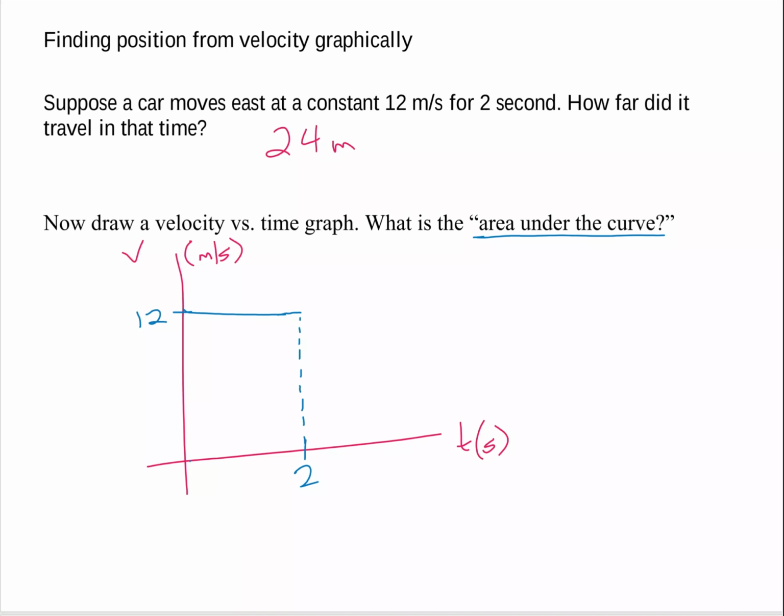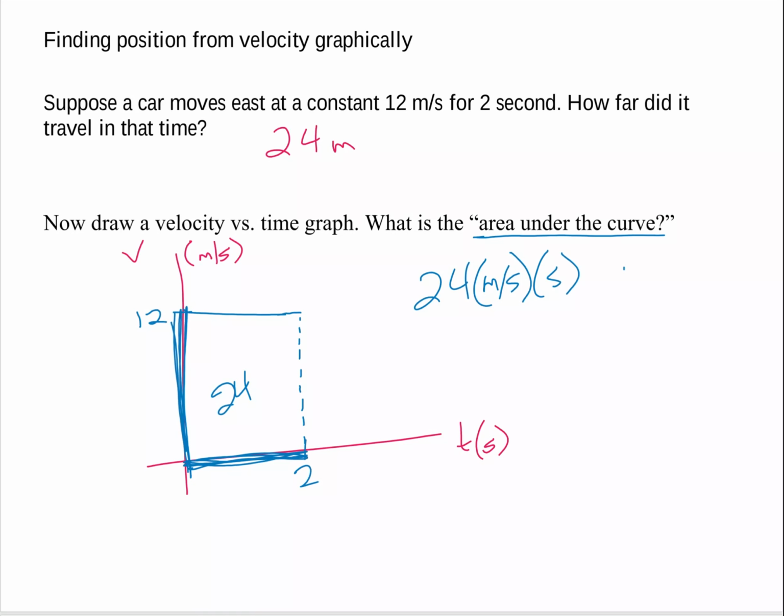Well, this here would be the base, right? And what is that length? 2. And what is this length here? 12. And the base times the height would be 24 square units, right? But we know what the units are. This is units of seconds, and this is units of meters per second, right? So this would be 24 meters per second times seconds. So now we just got to figure out what meters per second times seconds is.